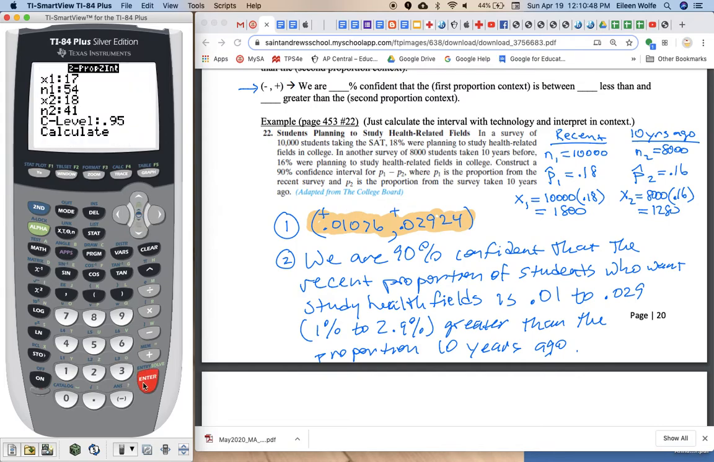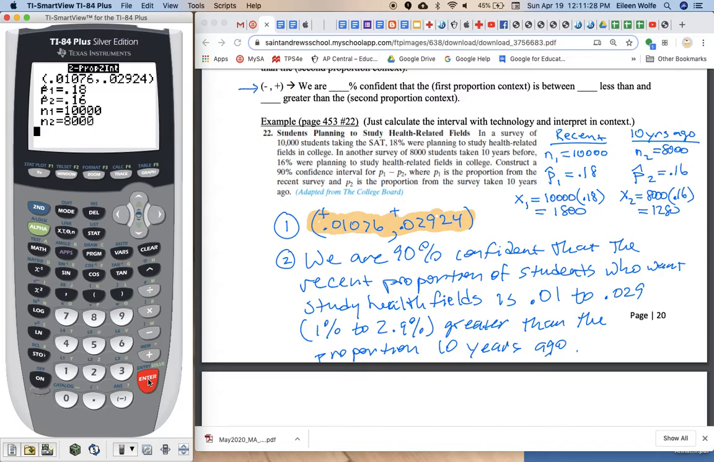So you select that, and it's going to ask me X1 and N1, X2 and N2. So using my X1, I have 1,800 out of 10,000. Notice I cannot put a percent here. It has to be a count. 1,800 out of 10,000. All right, in group 2, it's 1,280 out of 8,000. Confidence level is 0.90. And then let's go calculate those endpoints.